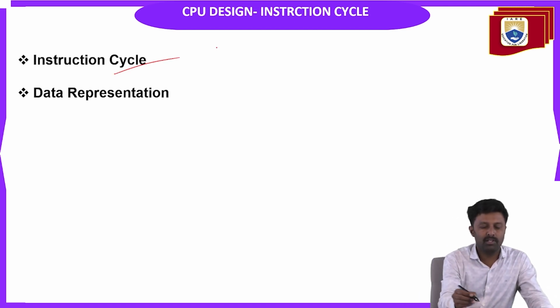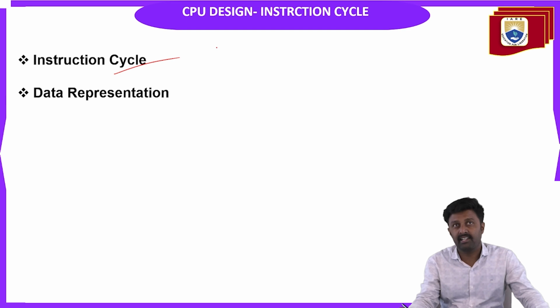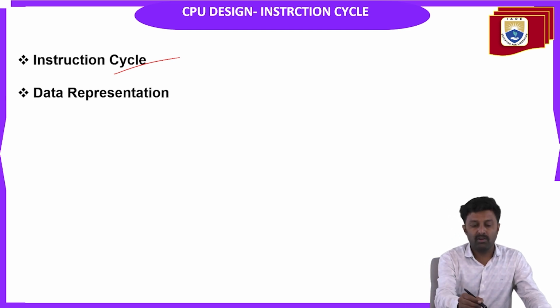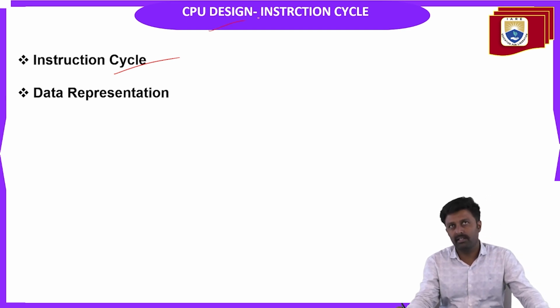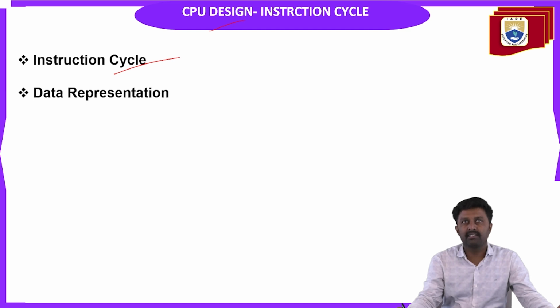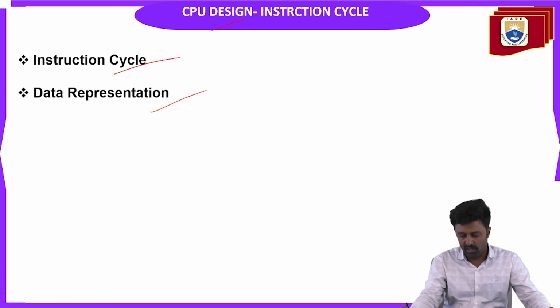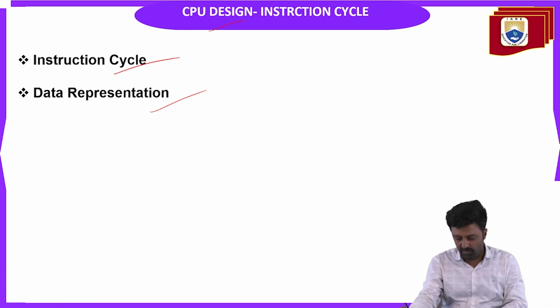So we'll be talking about two topics, that is instruction cycle and data representation. So, how the CPU is designed. In the design of the CPU, the instruction cycle, how the instructions are executed, and data representation play a very important role. So we'll see these things one by one.